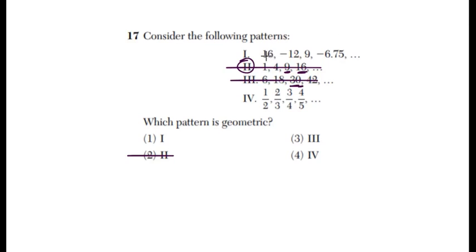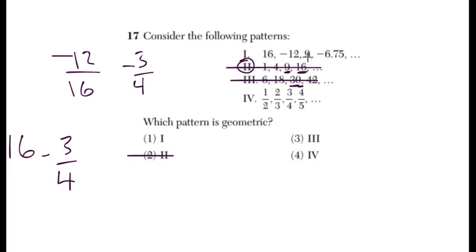So number 1 is not the prettiest, but I will show you, if it's not very obvious what you're multiplying by, all you need to do is take the next term, divide by the previous term. So negative 12 divided by 16 simplifies to negative 3/4. So what I had to multiply 16 by to get to negative 12 was negative 3/4.